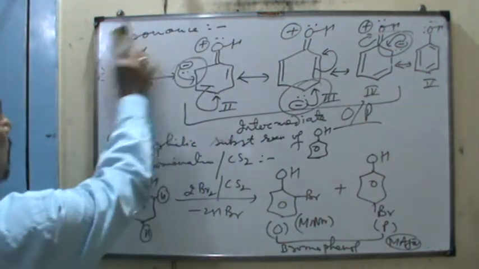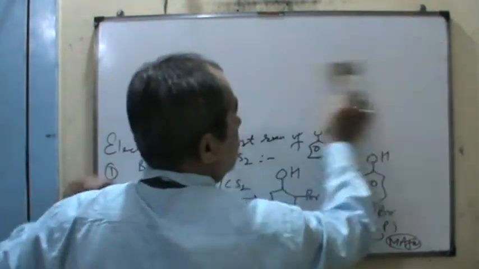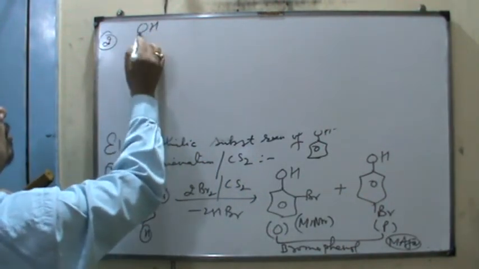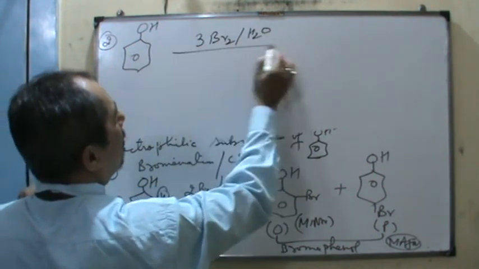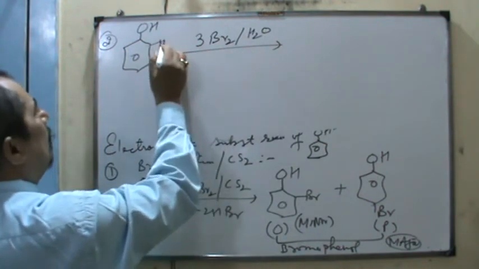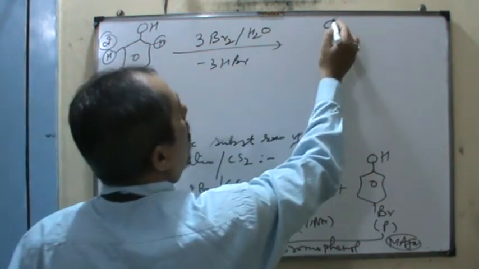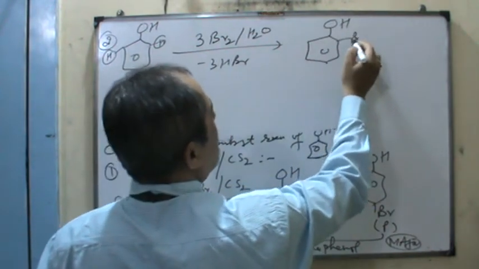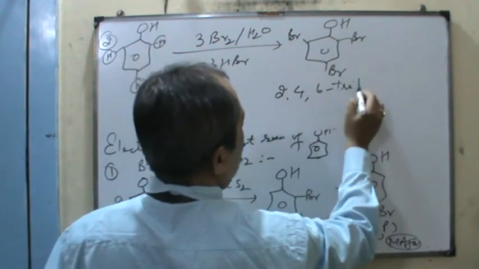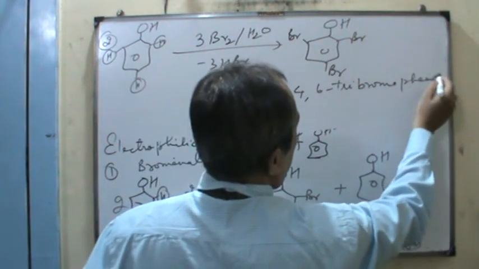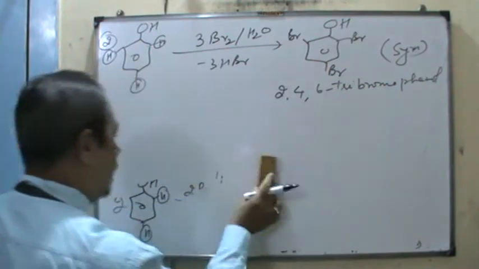But whenever bromination takes place in aqueous medium, you can see phenol and then 3Br2 in water, that is the bromine water. So 3HBr is lost, OH, and this is the 2,4,6-tribromophenol, or the symmetrical tribromophenol.